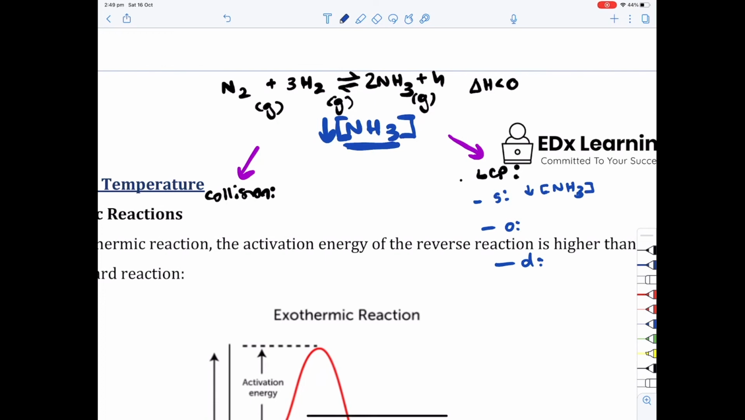Decreasing, sorry. What's the opposite? So the opposite would be increasing. So which direction are we going? Oh, we're going to the left.